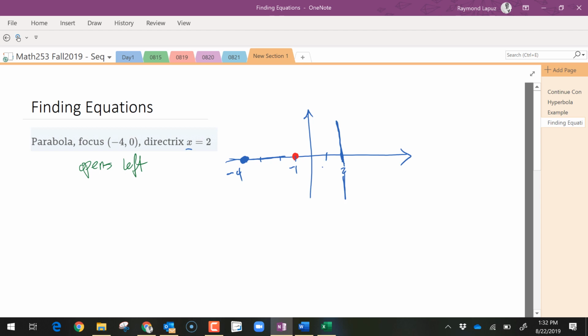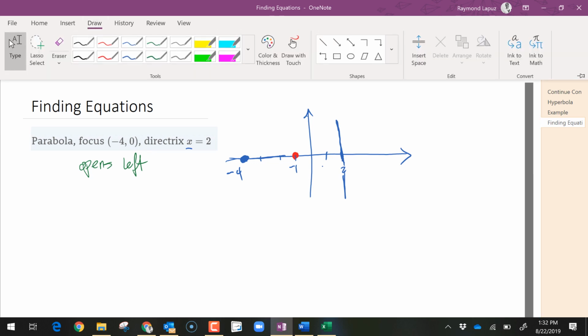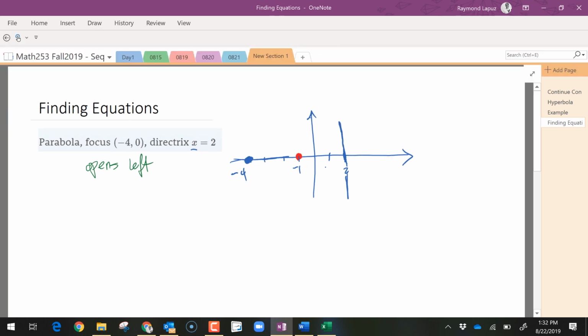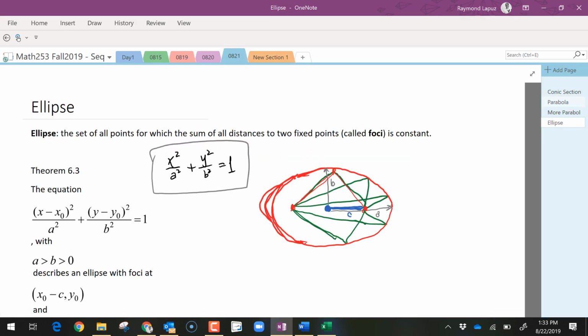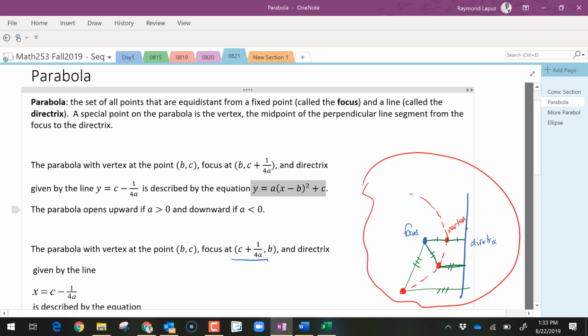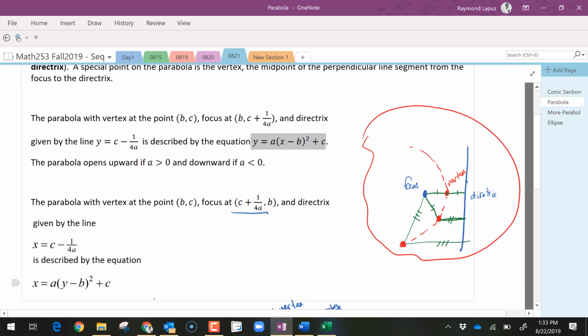Opens left. And that should also give you an idea of what the sign is for a. Which one was the squared again? Y or X? Y is going to be squared. Opens left. Well, let's start building our equation. So we know that our equation is going to be x is equal to, did we put a plus h on the left or right? Forgot what we do. Yeah, it's on the right side.